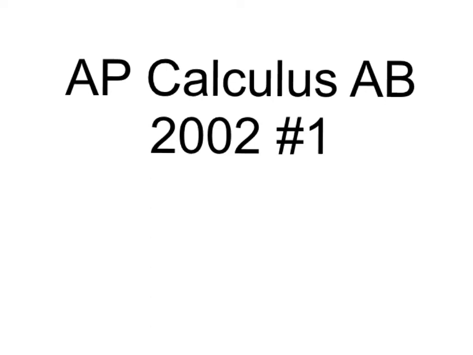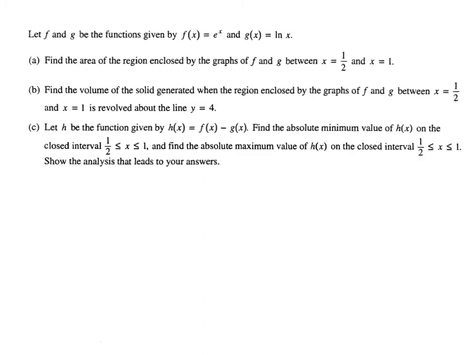This is question number 1 from the 2002 AP Calculus AB exam. Okay, so we've got an area and volume problem here. Our two given functions are f of x equals e to the x, so that's exponential like this, and then g of x is ln x, which increases like this. So there's our g of x.